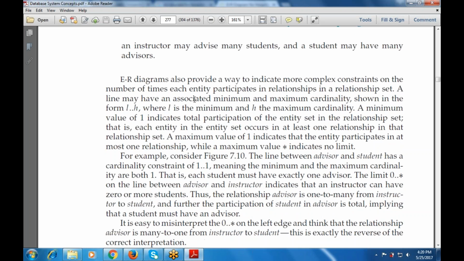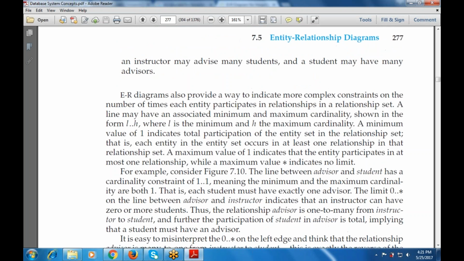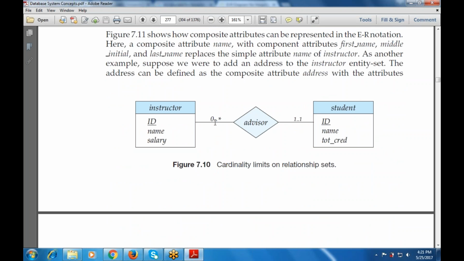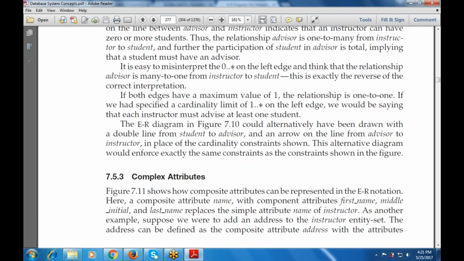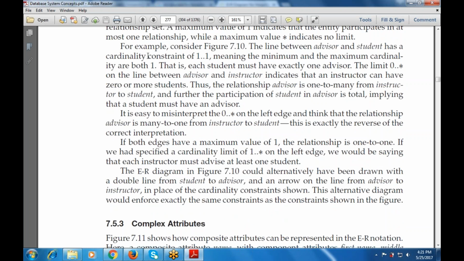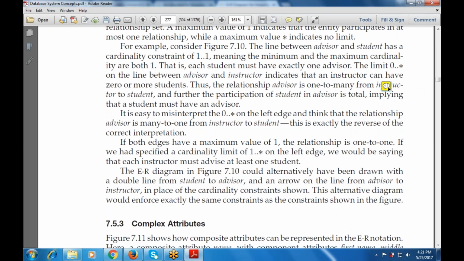Now let's take another example. So there's a line that shows in between this. This is figure 7.10. So whatever the line that shows, this is 0..*, then 1..1. This asterisk means many. So this is a many relationship, and there is a 1..1. That is a one relationship. So this has a cardinality constraint of 1..1, meaning the minimum and the maximum cardinality are both 1. That is, each student has exactly one advisor.